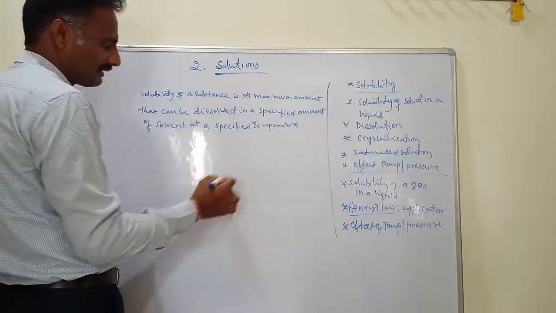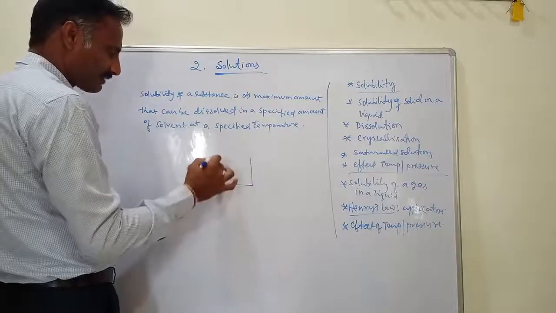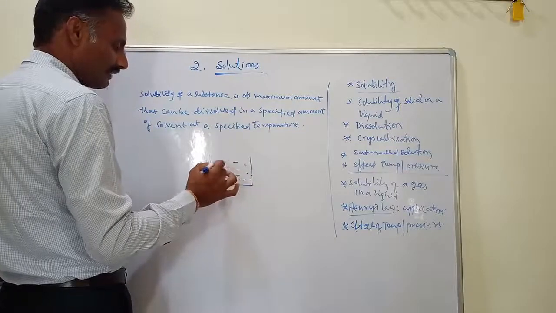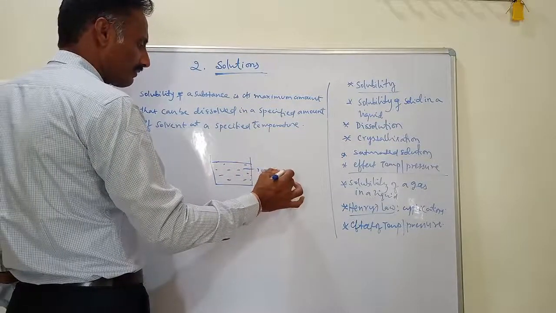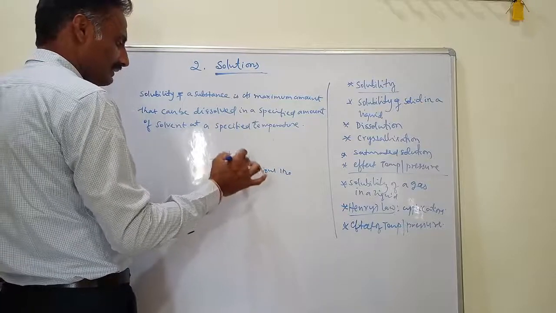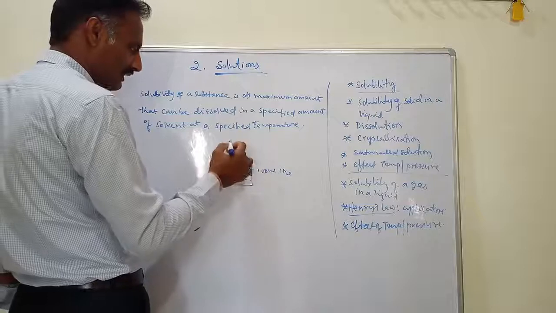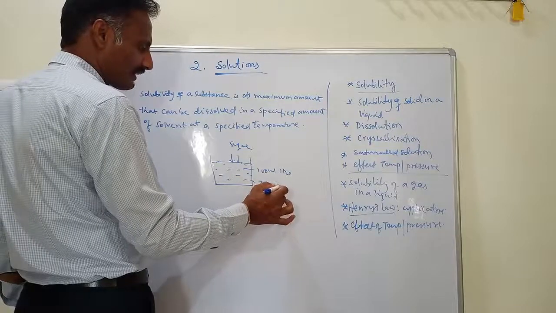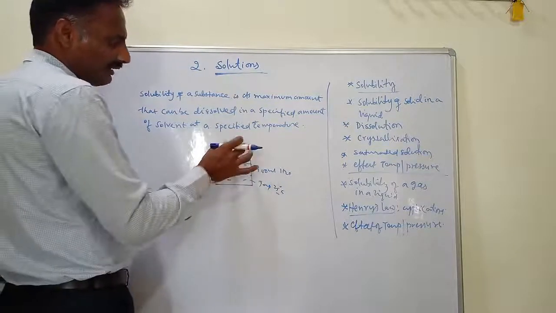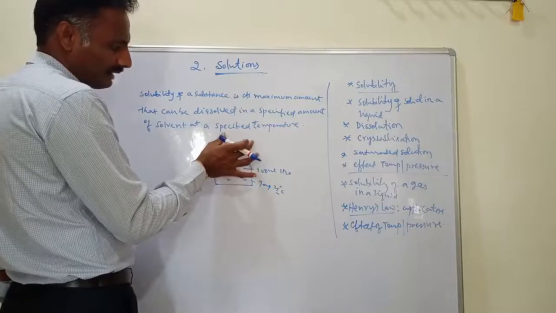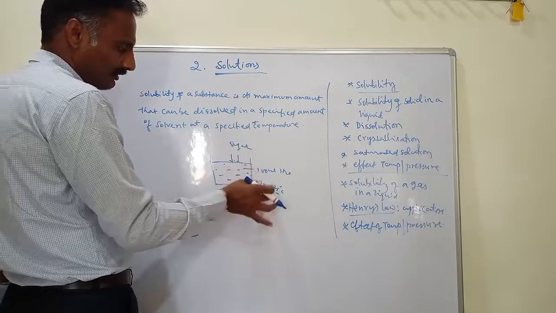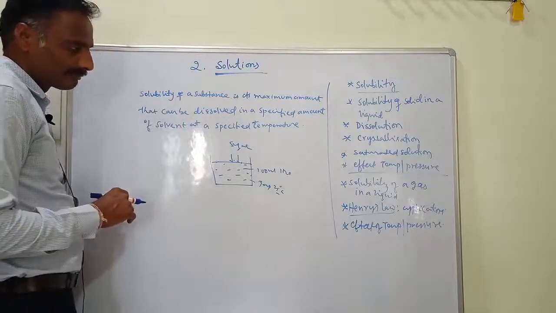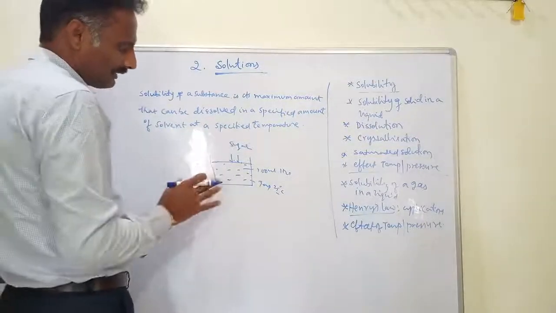For example, the solvent is taken as water. Water is one of the solvents. You have taken 100 ml of water, and to this 100 ml of water you are adding glucose, or sugar, or sodium chloride. If you are adding sugar at a particular temperature, at room temperature, at about 25 degrees Celsius, the extent of sugar that is soluble in 100 ml of water is called the solubility. This is the definition of solubility.